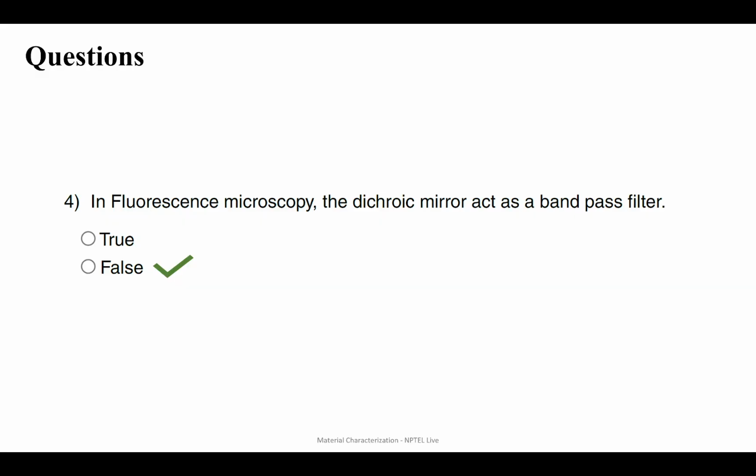So a dichroic mirror can act either as a short pass filter or a long pass filter. It will reflect shorter wavelengths and transmit longer wavelengths. That's how it separates shorter and longer wavelengths. But it cannot act as a band pass filter, where it allows only certain wavelengths and blocks both shorter and longer wavelengths. That is why we use specific bandpass filters before and after the dichroic mirror.